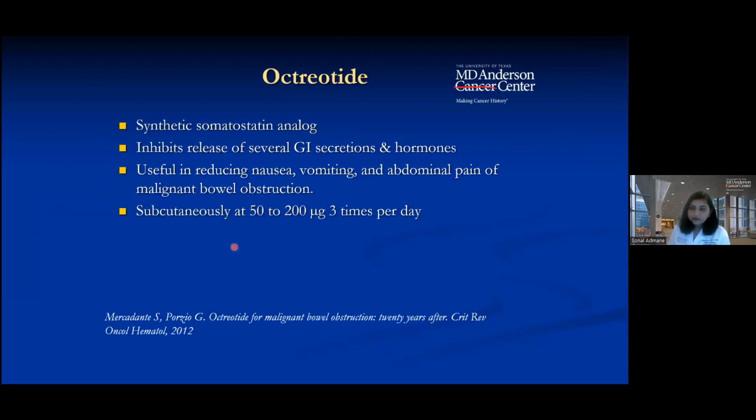So octreotide is recommended in high volume emesis or malignant bowel obstruction, and it works mainly as an anti-secretory agent. We use it sub-Q 3 times a day or every 8 hours, from 50 to 200 micrograms a day. We give a trial of 2 or 3 days to see the effect of octreotide. And usually in patients who have really high output obstructions, or even those with really large secretory tumors, we see a quick response.